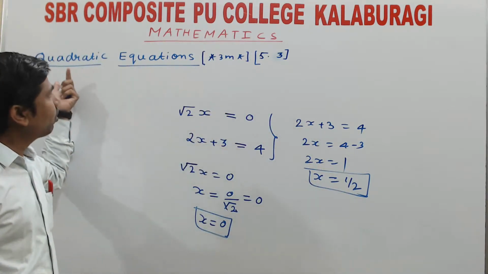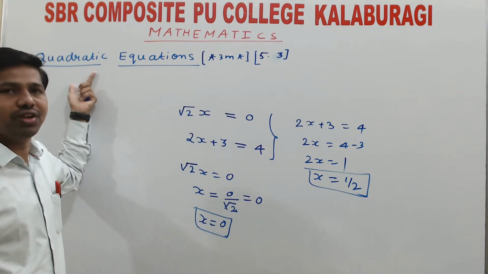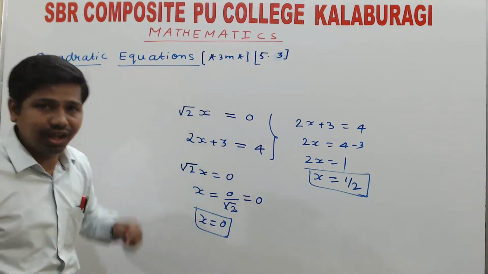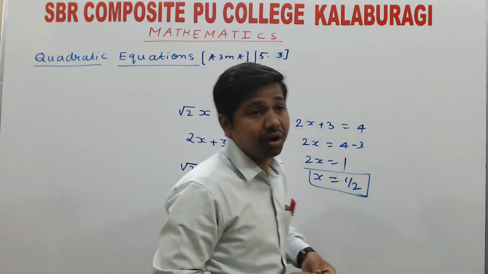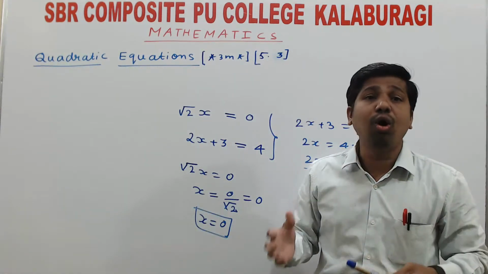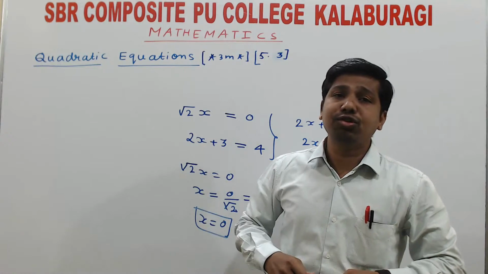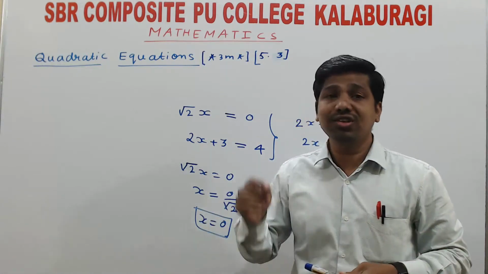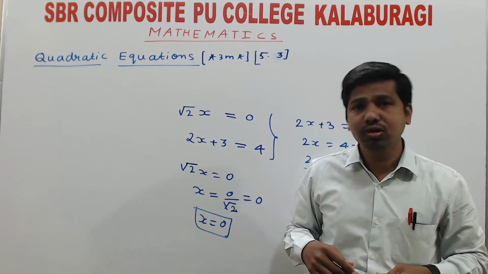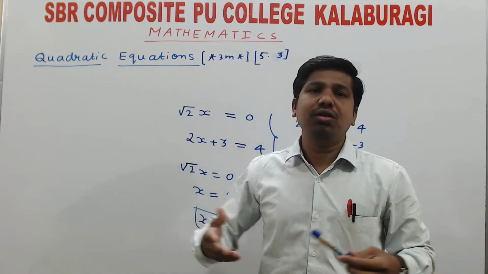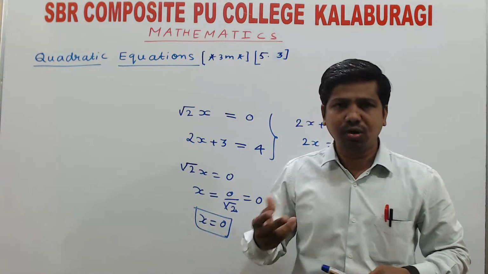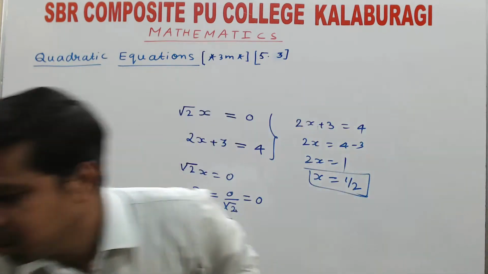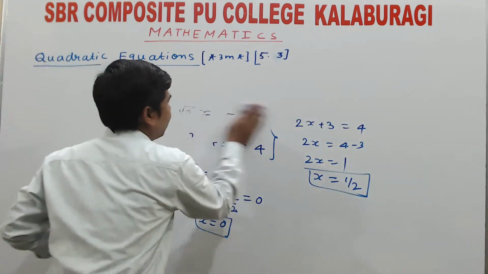Now let us see, in terms of definition, what exactly is a quadratic equation. Before knowing what a quadratic equation is, we should know what a polynomial equation is. A polynomial equation of degree 2 is called a quadratic equation. The general form of a quadratic equation is ax square plus bx plus c equal to 0. And already we know the different methods to solve a quadratic equation. So what is a polynomial equation?